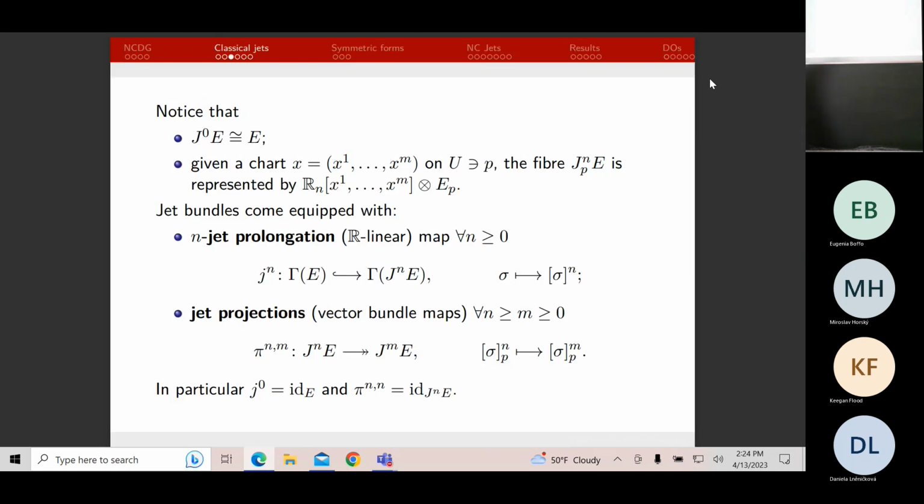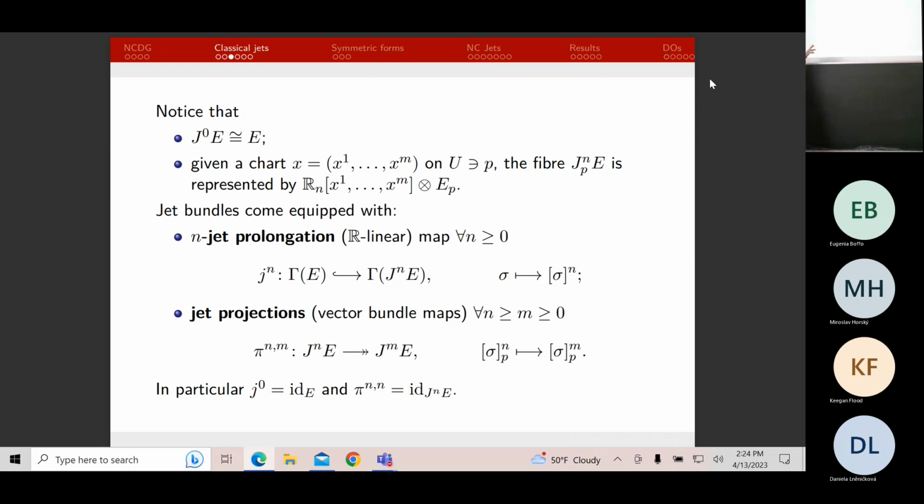Okay, now whenever we have a jet bundle, we also have a notion of jet prolongation, which I can also point out is not linear, because it's not a map of bundles, but just a map between sections. It goes from sections of E to sections of the jet bundle, and it maps a section into its nth order approximation. This is what it is.